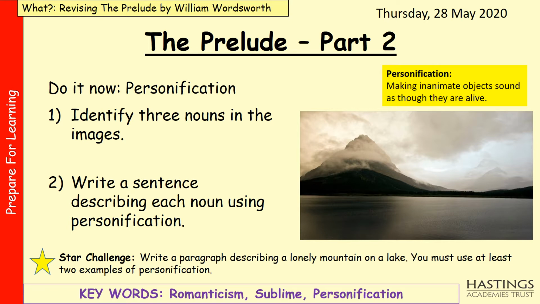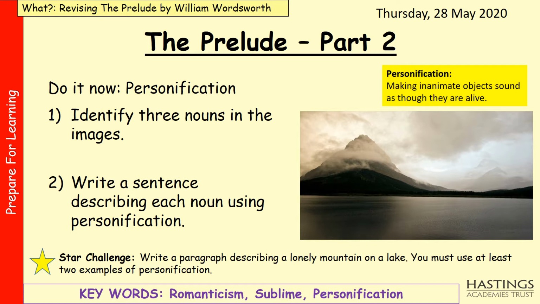A mountain and a lake. What I would like you to do is first of all identify 3 nouns in the image. Nouns are your things, so it could be the mountain, the water, the clouds, whatever you want. And then the second task is to write a sentence describing each noun using personification.